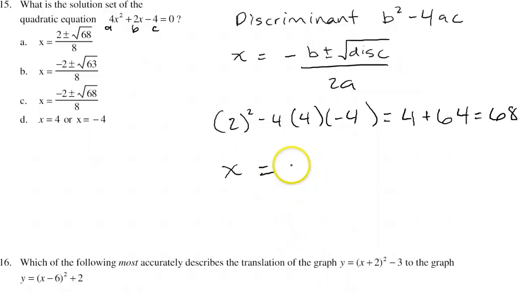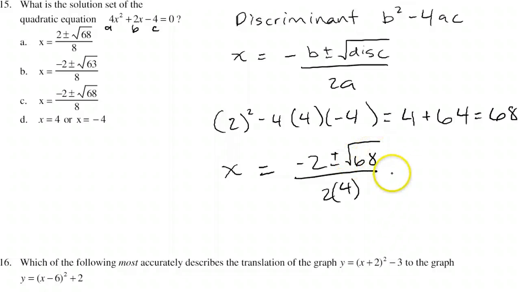X equals opposite b over 2a, which is negative 2 over 2 times a, which is 4 on the bottom. And inside the square root is plus or minus the square root of 68. So now just simplifying this, we get negative 2 plus or minus the square root of 68 over 8. And we can keep simplifying, but we notice that our answer is already there. So that answer is going to be C.